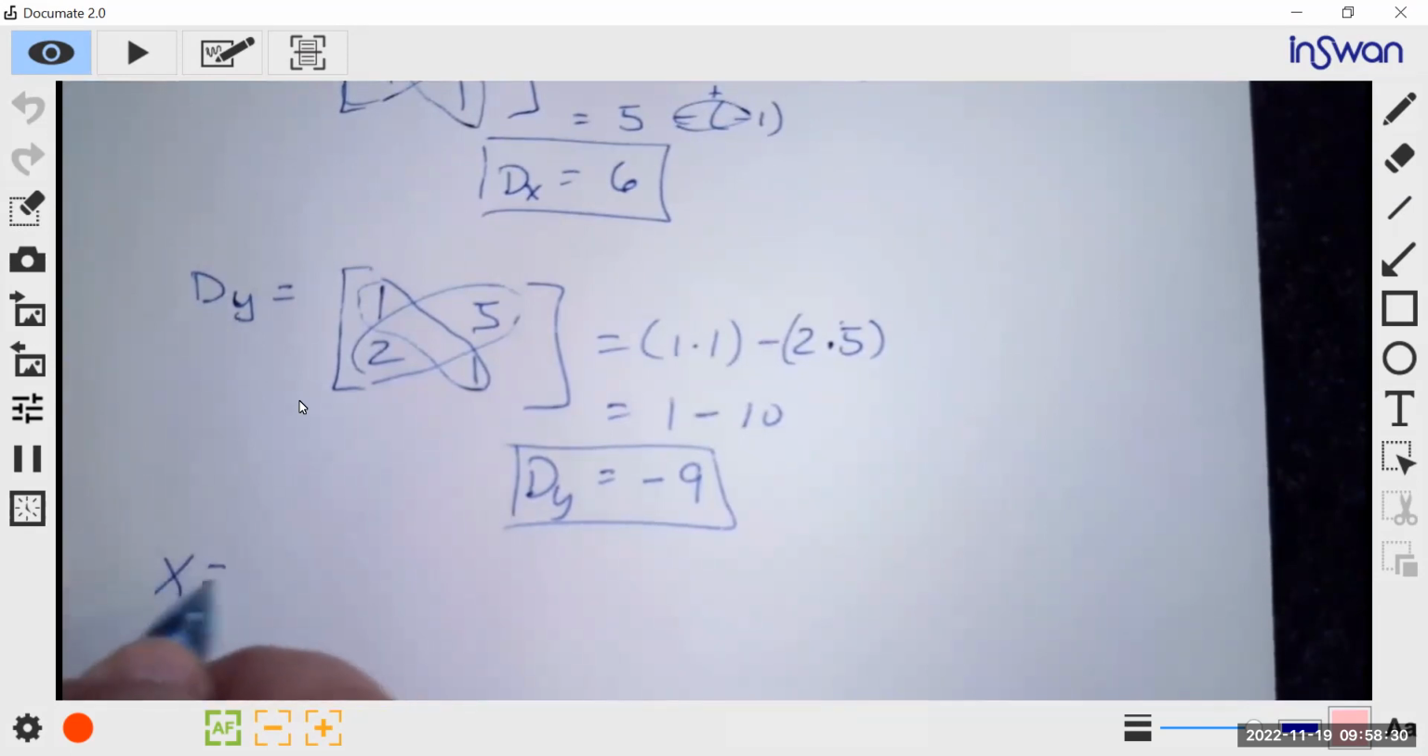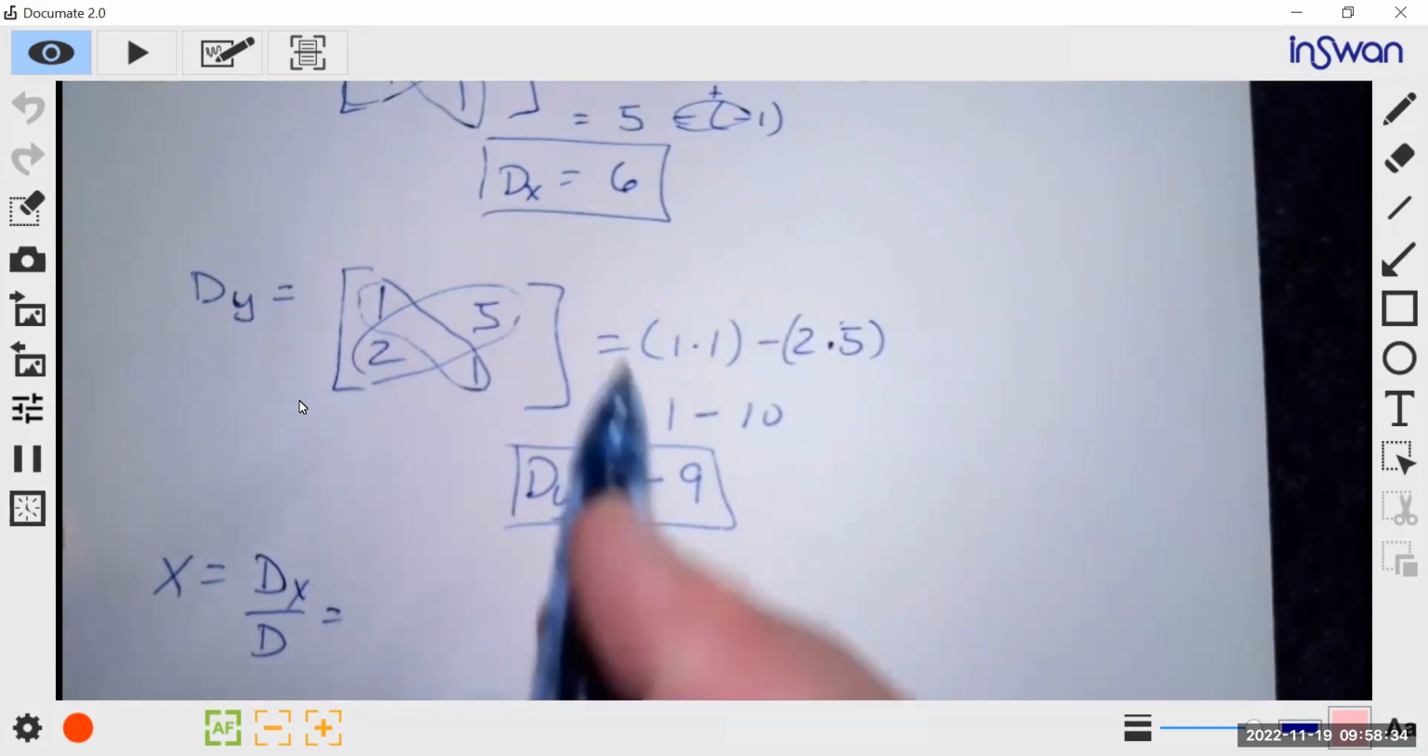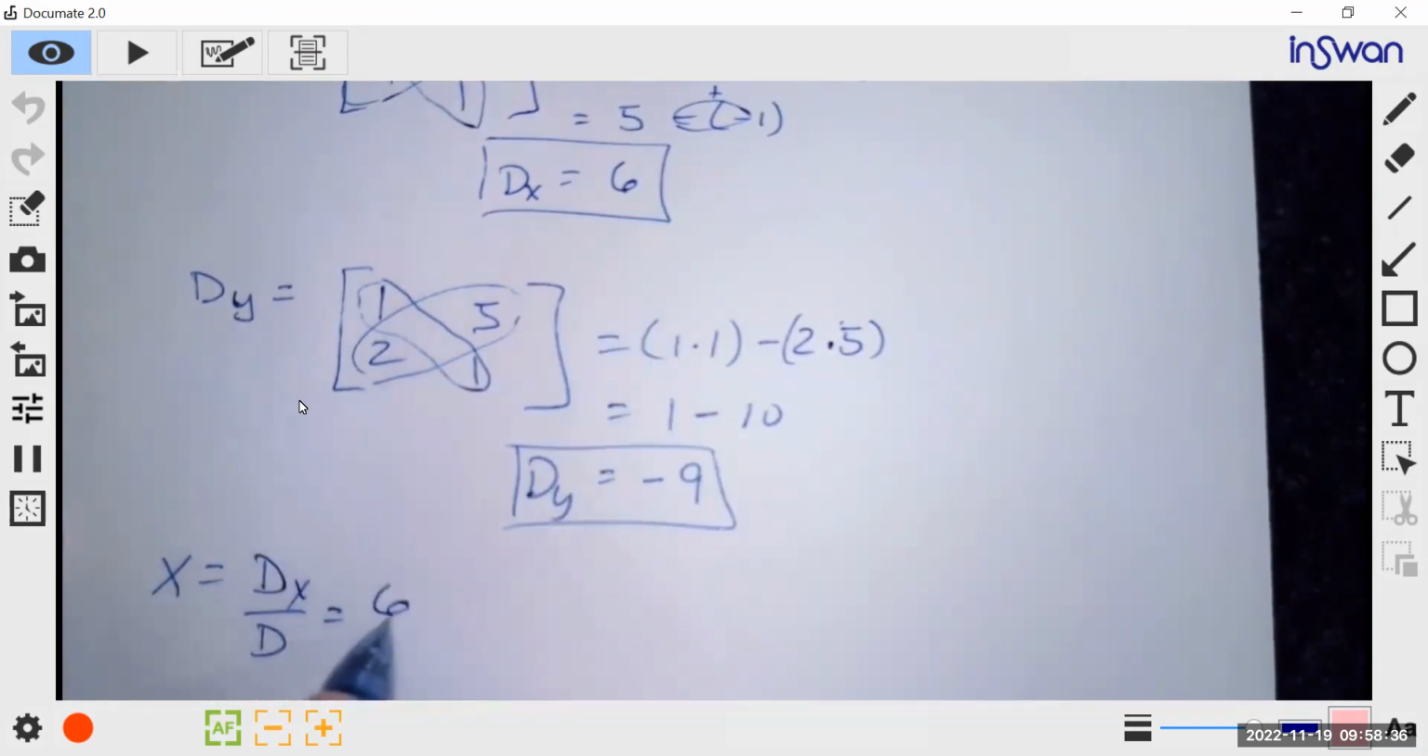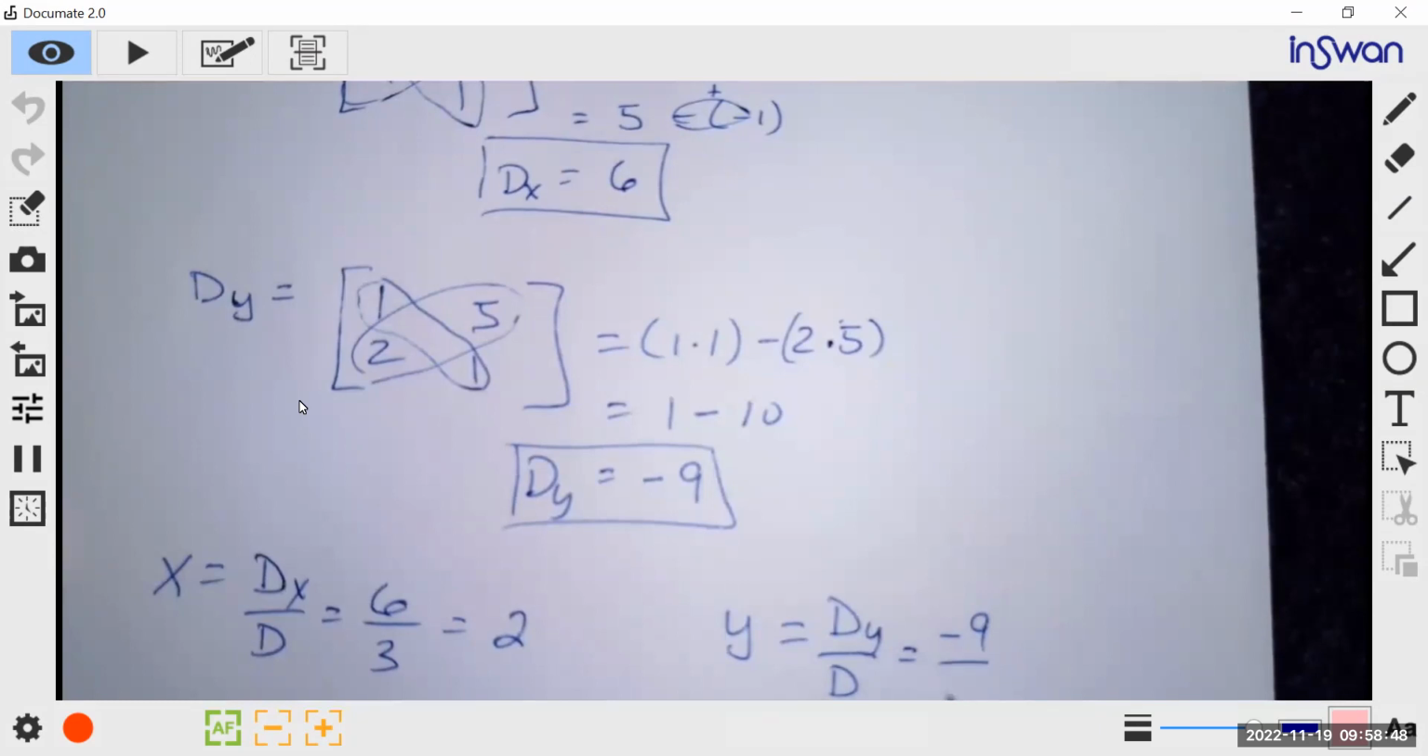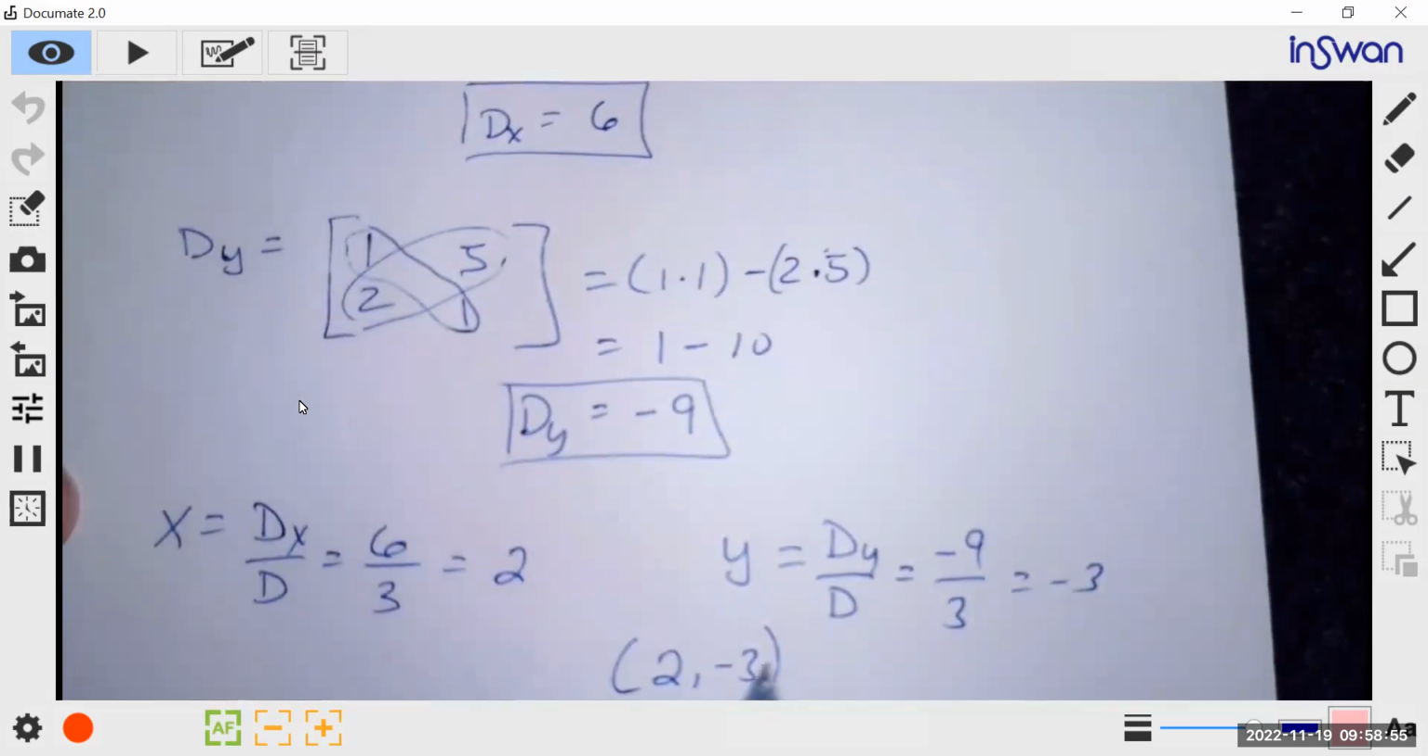Find x. We put dx over d. Dx is 6. D was 3. 6 divided by 3 is 2. To find y, dy over d, negative 9 over 3 is negative 3. So 2, negative 3 is my solution.